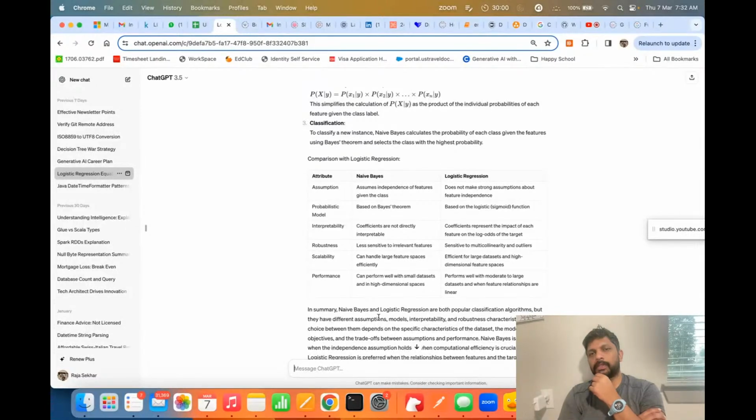And then based on Bayes' theorem. Based on the logistic function, coefficients are not directly interpretable; they depend on the impact of each feature on the target. Robustness: less sensitive to variable features, sensitive to multicollinearity and outliers, can handle large feature space efficiently, efficient for large datasets and high dimensional feature spaces.